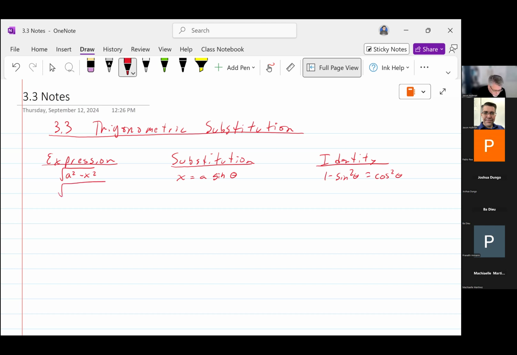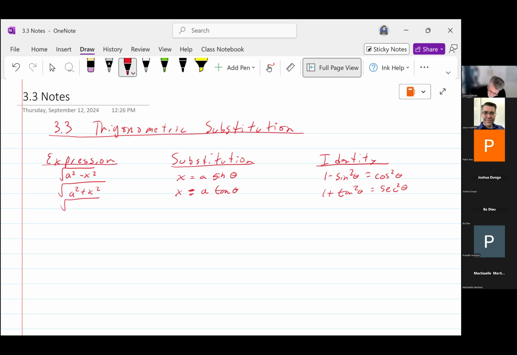Okay, if we have the expression a squared plus x squared, we're going to use the substitution x equals a tangent theta. And the identity that we're going to use there is 1 plus tangent squared theta equals secant squared theta, to simplify that guy.